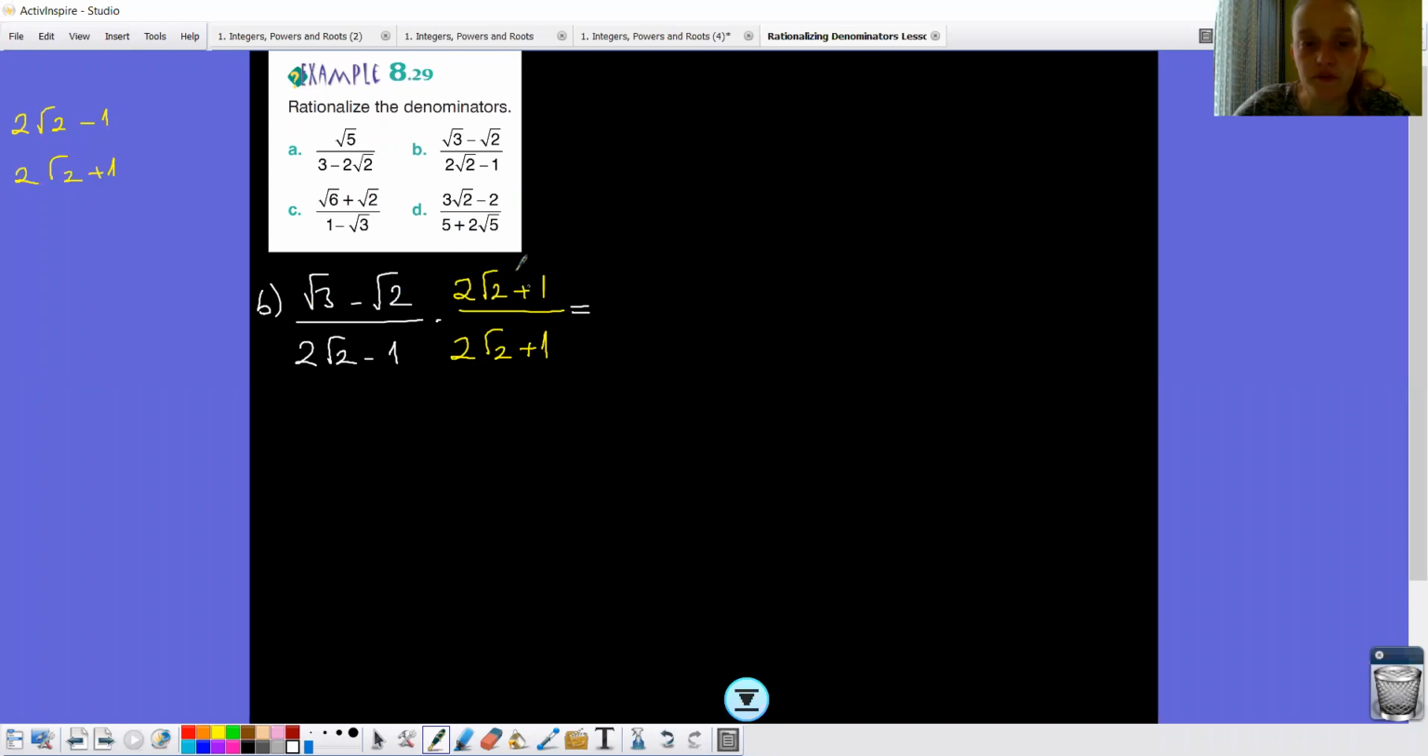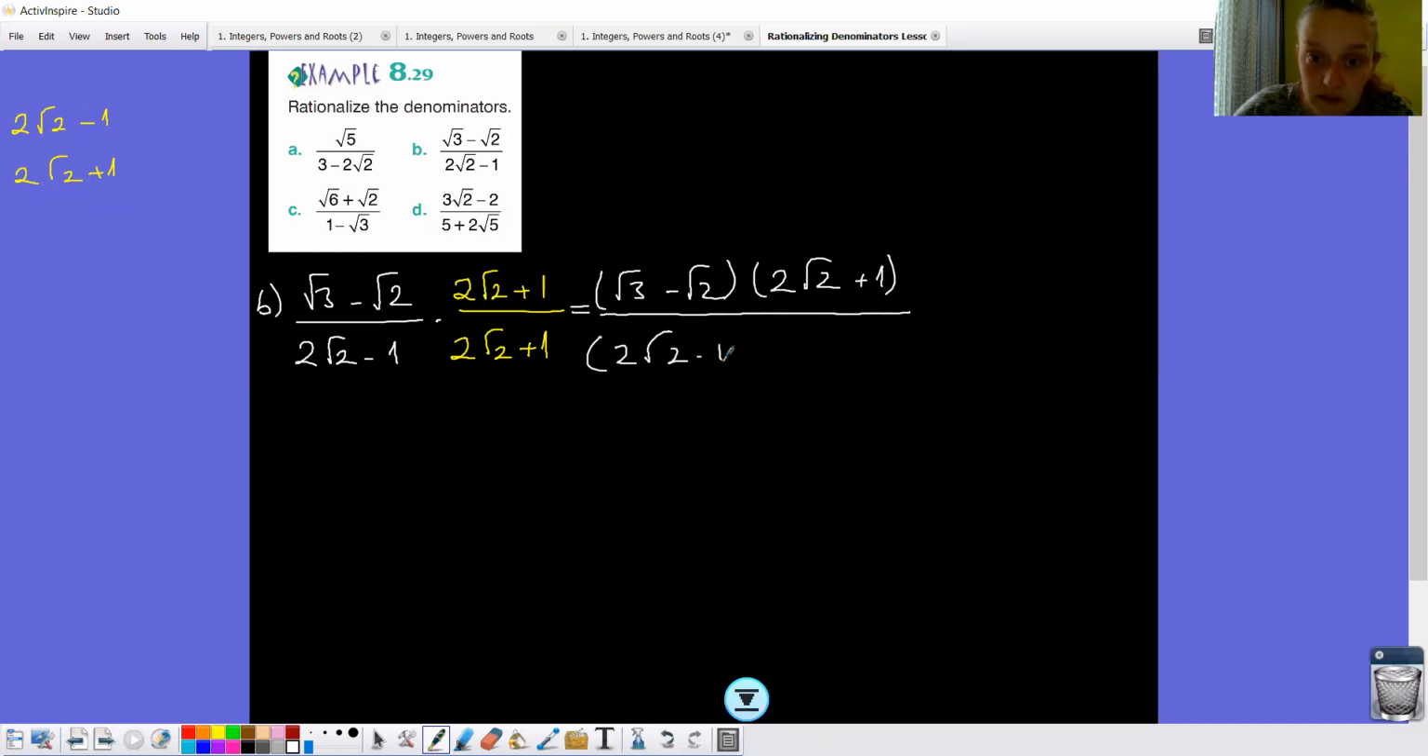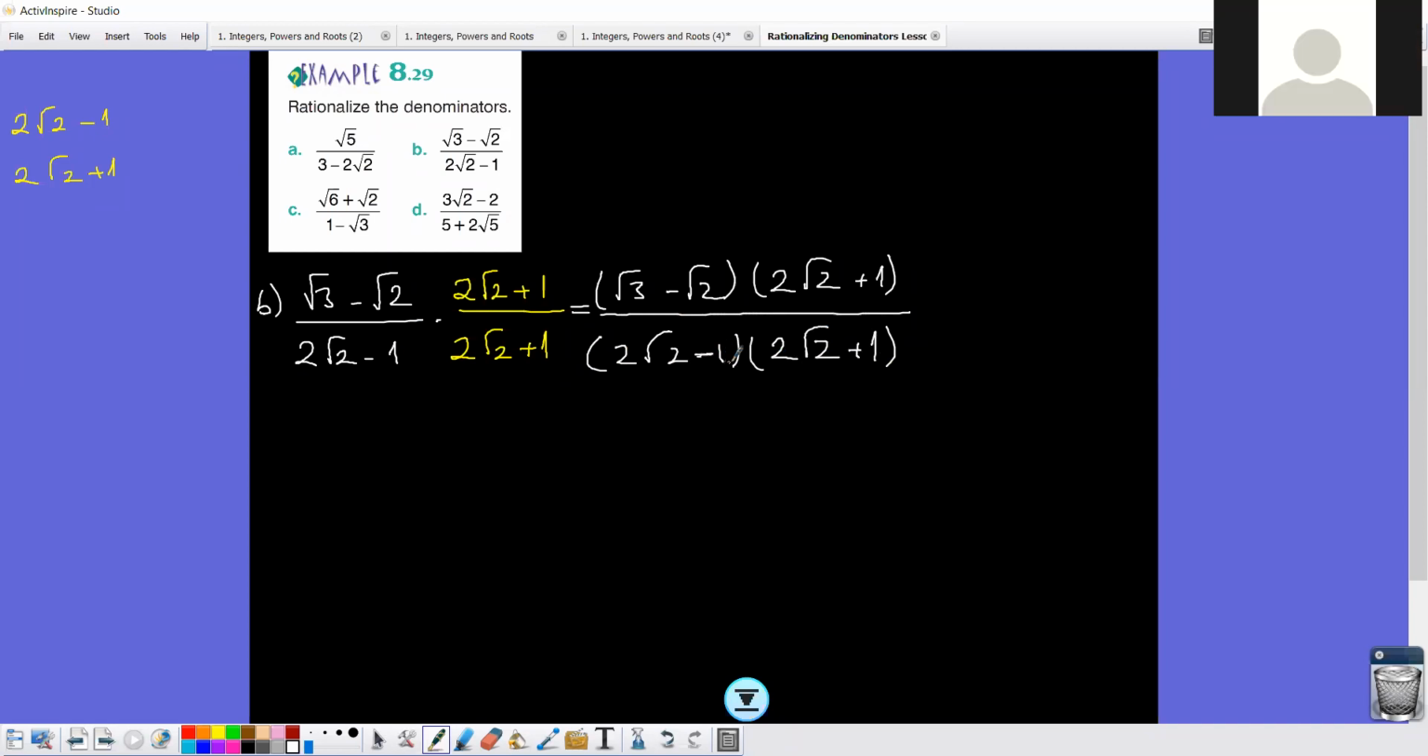Now I have multiplication of 2 fractions. So numerator with numerator, which is root 3 minus root 2 times 2 root 2 plus 1, over 2 root 2 minus 1 times 2 root 2 plus 1. It's okay till here? Yes.